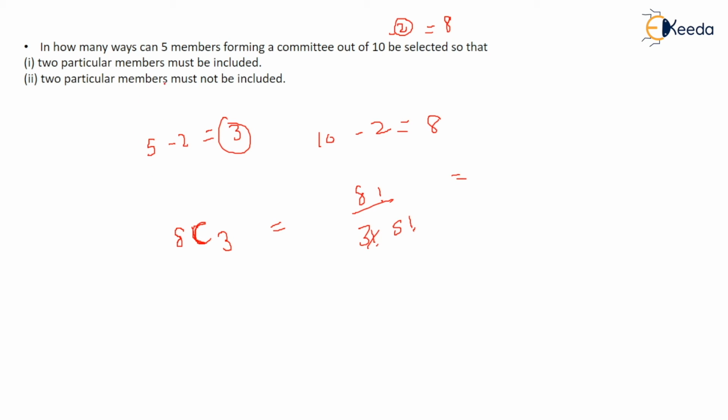So out of the 10 members, how many are remaining? 8. And out of those 8, you have to select 5, because no member is excluded. After doing this, 8 factorial upon 3 factorial into 5 factorial, this value also comes out the same, that is 56. This is how you need to solve this question.